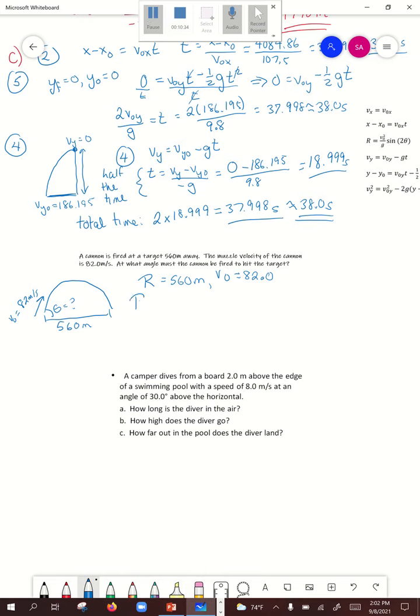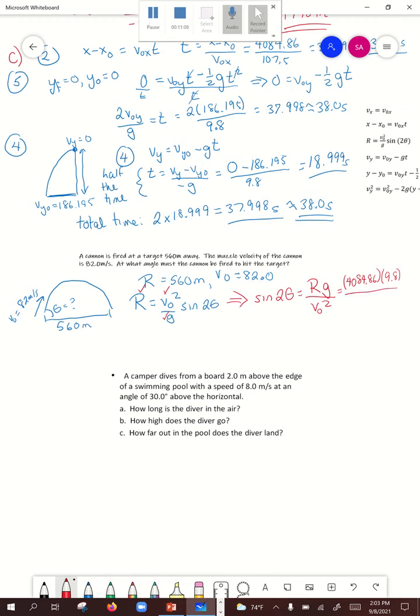If I look at my range equation, R equals V0 squared over G sine 2 theta. In this case, I know my range, I know V0, I know G, I need to find theta. So let's rearrange the equation. I can get sine of 2 theta equals R times G over V0 squared. And just plug in my numbers.